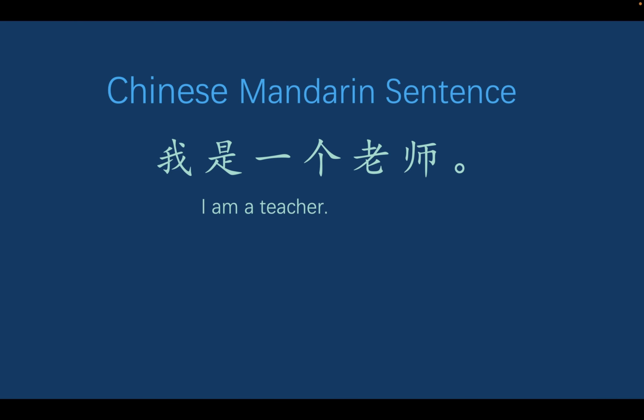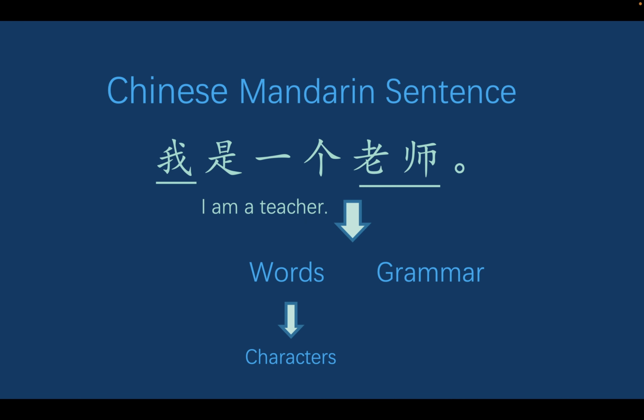Here, 我是一个老师. It's combined by some words, by some grammar. 我 is I, 老师 is teacher. And these vocabularies are combined by characters. Let's see the Chinese characters.